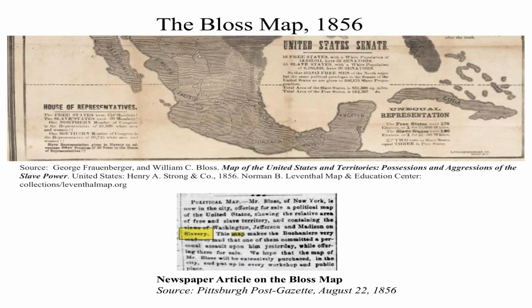I'm also presenting at the bottom a newspaper article in the Pittsburgh Post-Gazette dated August 22nd, 1856, that describes William Bloss traveling to Pittsburgh to sell his map and tells of the reaction some people had to the map. The article states that this map makes the Buccaneers, and the Buchananites, very mad, so mad that one of them committed a personal assault on him yesterday while offering them for sale.